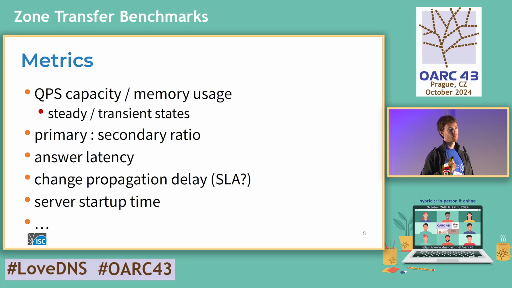Also, for zone transfers, the metrics are very different from the traditional query response. We can look at zone transfers from the capacity planning angle, or of course the traditional answer latency, but also, for example, change propagation delay, which becomes important if you offer secondary DNS as a service with SLAs. Or maybe you want to scale your secondaries dynamically based on load, and then it's very important to know how long it takes to bring up a new secondary and get it updated with all the fresh data.